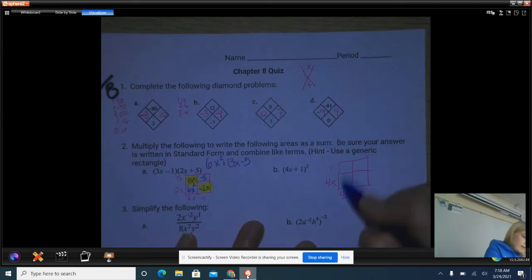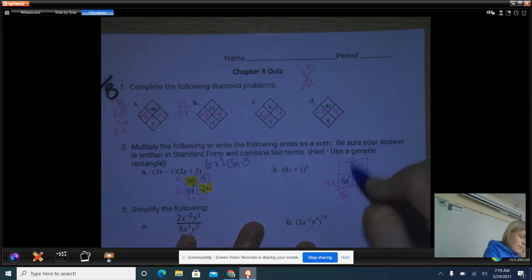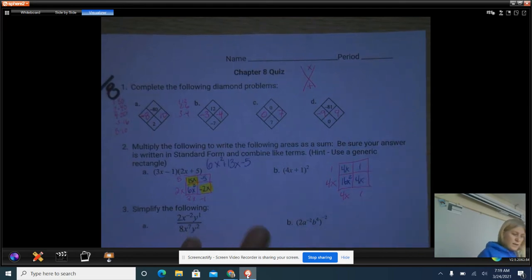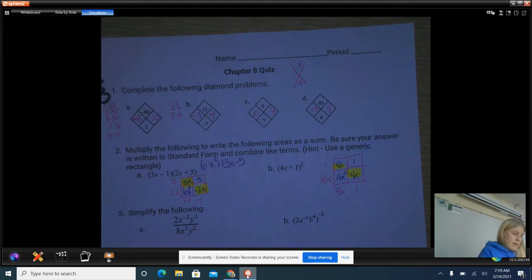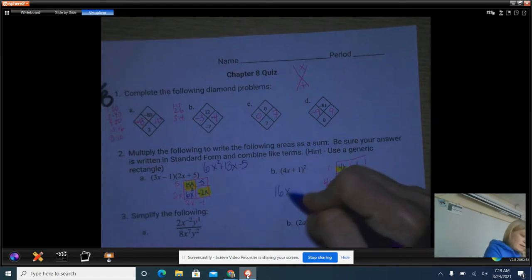4x times 4x is 16x squared. 4x times 1 is 4x. 4x times 1 is 4x. And 1 times 1 is 1. So once again, we're going to combine our like terms, which are our plain x's. And we have 16x squared.